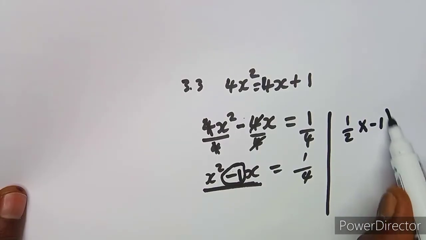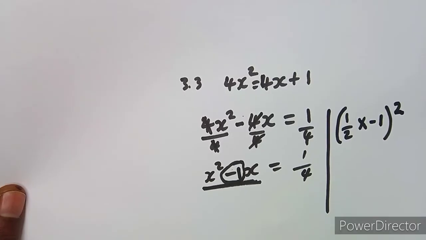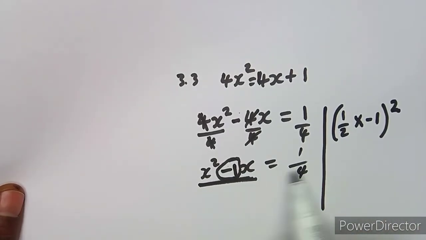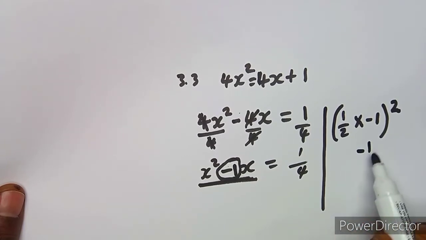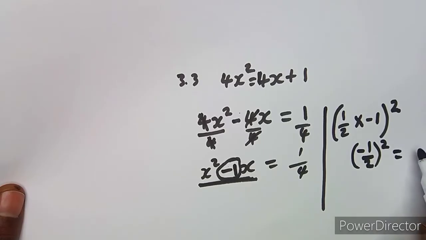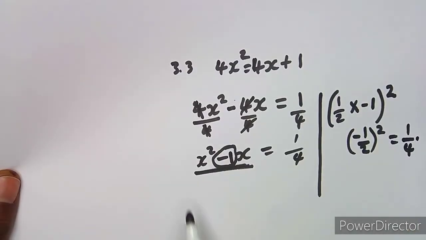So you find half of minus 1, then you square it. Why do we have to find this? The half of minus 1 squared, because we need to add it both sides. So this is going to be minus half squared, which you can write as 1 over 4, or you can just write it as minus 1 like this, but you have to add that square both sides.